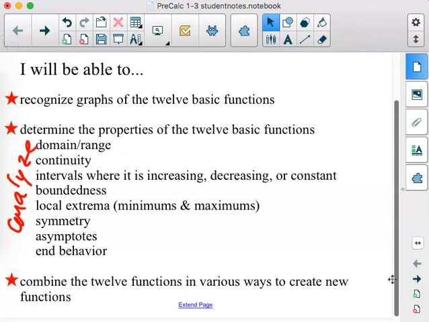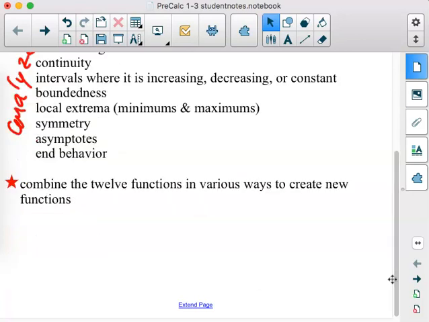So from now on, instead of saying determine all the properties of the 12 basic functions, your problems will say, here is a function, analyze. And this is all the stuff that you'll be expected to do. Domain and range, continuity, intervals where it's increasing, decreasing, or constant, boundedness, local extrema, symmetry, asymptotes, and end behavior. All of those things are included in an analysis of a graph. And then this little piece here that we'll start to get into today is how do we combine those 12 functions in various ways to create new functions.